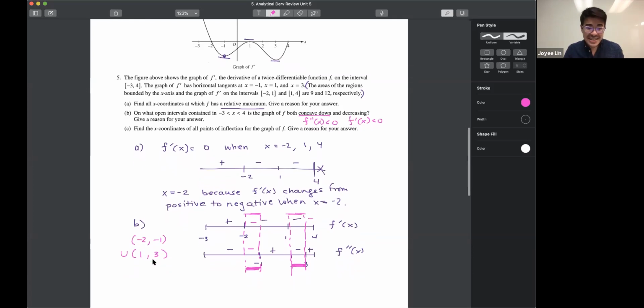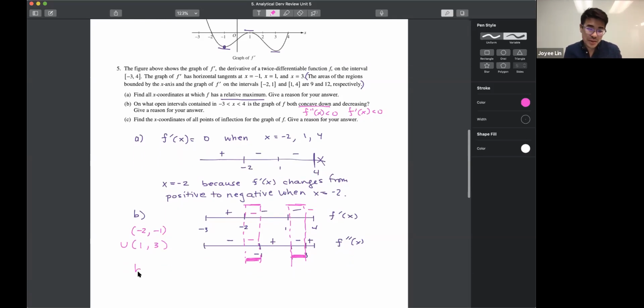And then we can say, because f prime of x is less than 0, and f double prime of x is less than 0 along those intervals, or some variation of that.